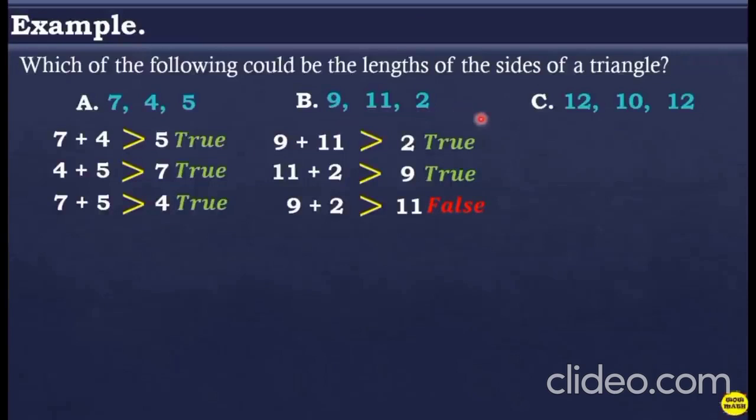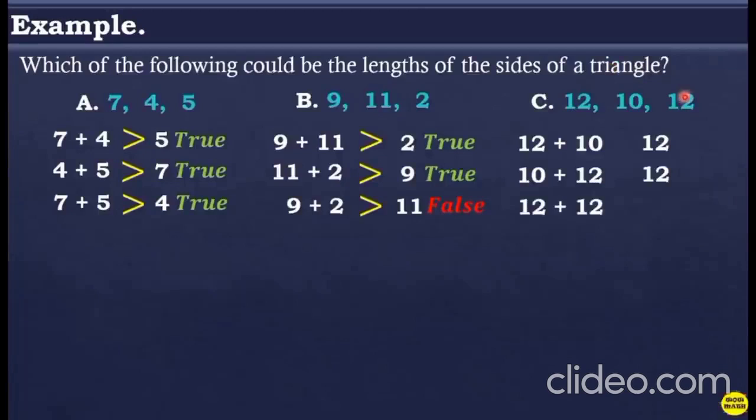So, let's have letter C. So, we have 12 plus 10, the third side is 12. 10 plus 12, the third side is 12. And then 12 plus 12, the third side is 10. So, dapat po lahat ito ay greater than. So, 12 plus 10 is 22, greater than 12. This is true. 10 plus 12, this is 22, is greater than 12. This is also true. And 12 plus 12, this is 24, which is greater than 10. So, this is also true.